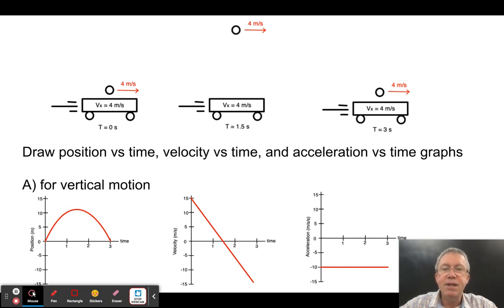Now, if I look at this and I take the slope, I see I start off at 15, halfway through I end up at 0. So when it came back to the car, it should be going negative 15. And as I said, since this is a negative slope, I get this.